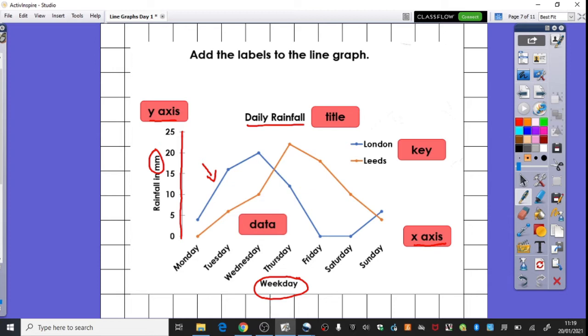And you'll also notice that there are two lines, and this is why we need a key here, because we need to understand what the orange line is showing us and what the blue line is showing us. So we can see the blue line is showing us London's rainfall, and the Leeds rainfall is in the orange colour there. So some really key things that we need to look out for in our line graphs over the next couple of days: key, x-axis, y-axis, a title for our graph, and the general data of what it shows. And these are really, really important to help us interpret these graphs.